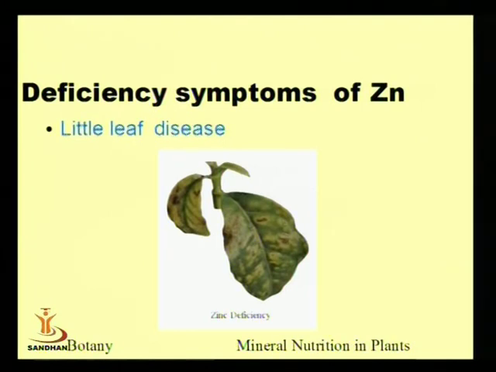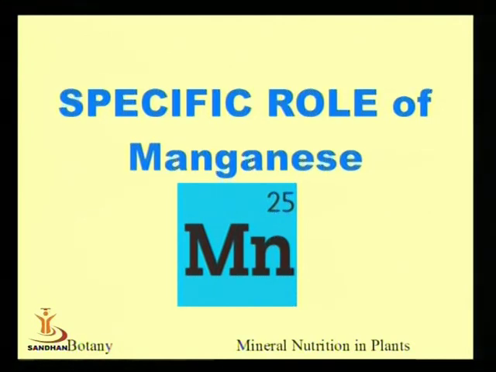Another disease which is caused by deficiency of zinc is little leaf disease. It means the leaf will not grow further and will remain very small, and little leaf will ultimately result in poor photosynthesis.